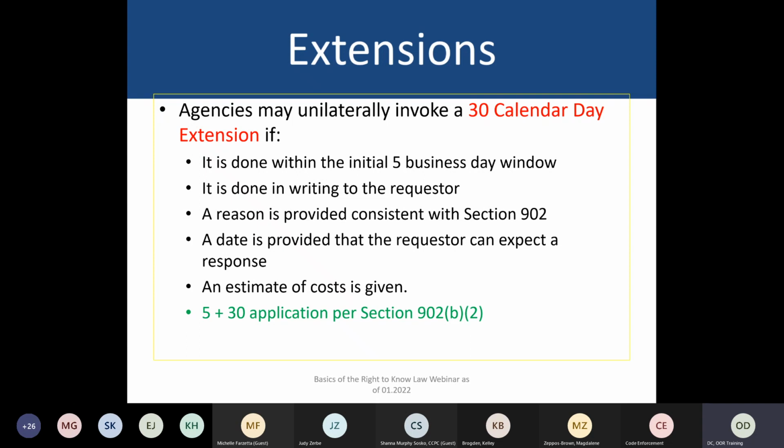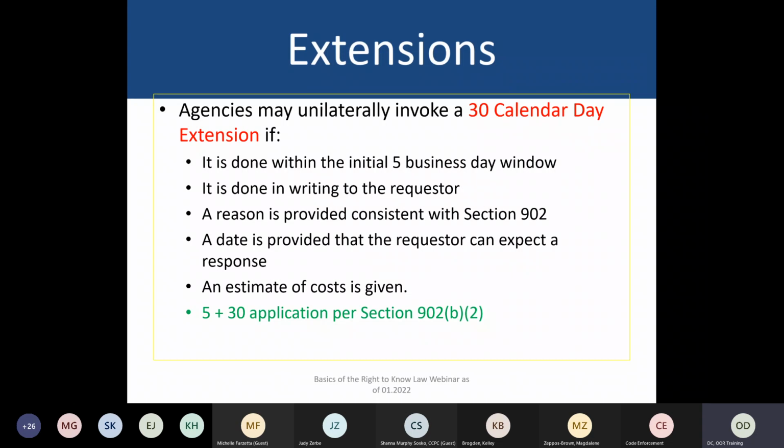But I want to caution the agencies: don't just automatically take the extension if you don't need to. If you can provide the response within the 5 business days for what are obviously public records, please do so. When someone submits a Right to Know request for something that is clearly a public record, and the first contact they get back from the agency is, oh, we're taking a 30-day extension, that just doesn't sit well. People complain about that. It sours the relationship with your agency, and it's just not good customer and public service.